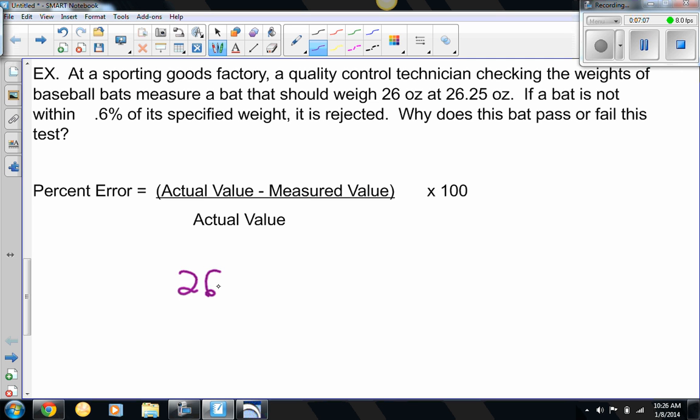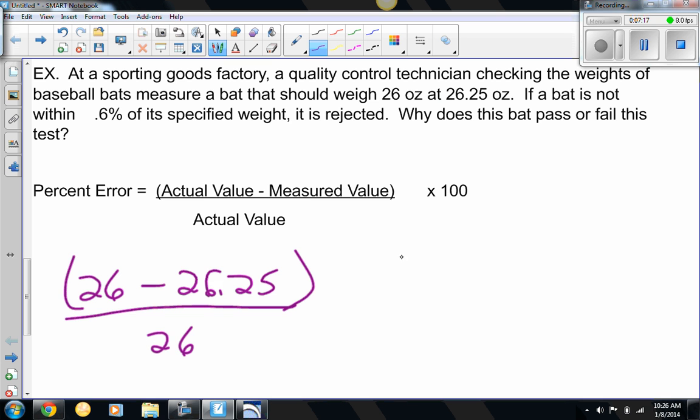Or no, that would be the measured value. We measured it at 26.25. The value that it should be is that, okay? And then again, the actual value is 26. So if I subtract these, you get 0.25. And actually it's negative, but that doesn't really matter in this case.